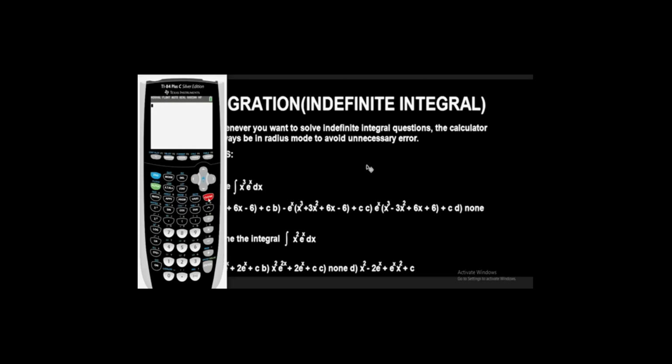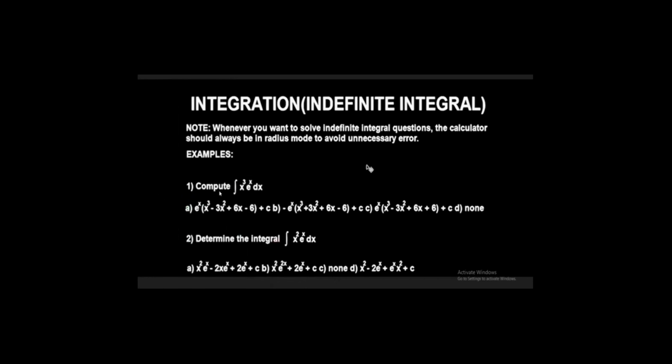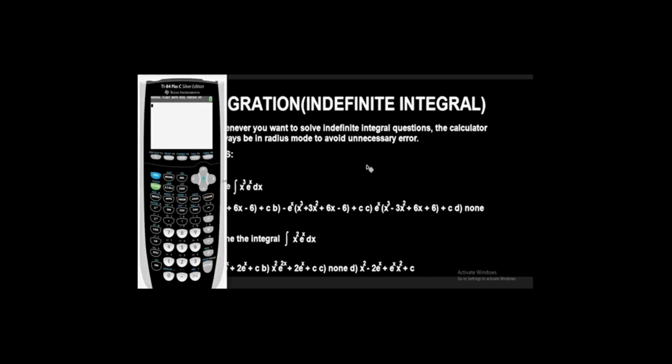Now, let's use the 2 we have stored to simplify this indefinite integral. We have to compute the integral from 3 of e to the power x dx. To bring out the stored x on the calculator, all you have to do is press either alpha and the store button, or you can just press this button alone. Let's press this button, and x will come out.